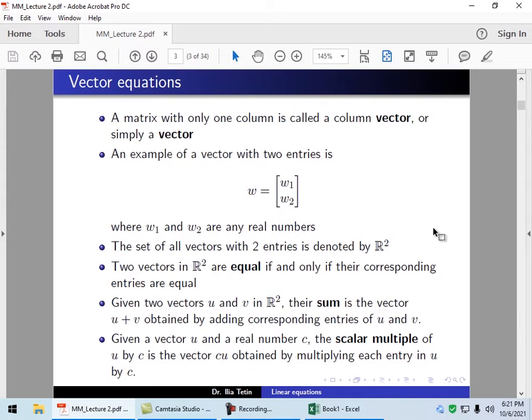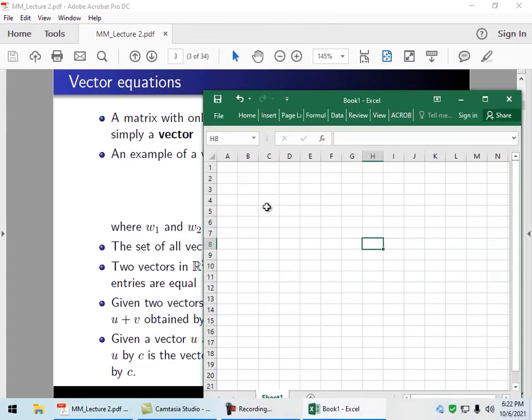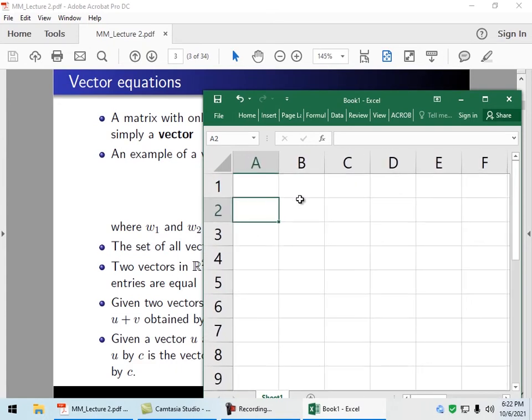Two vectors are considered to be equal if and only if their corresponding entries are the same. So generally, let me produce something. If we consider these two vectors, would they be equal or not? How do you think?